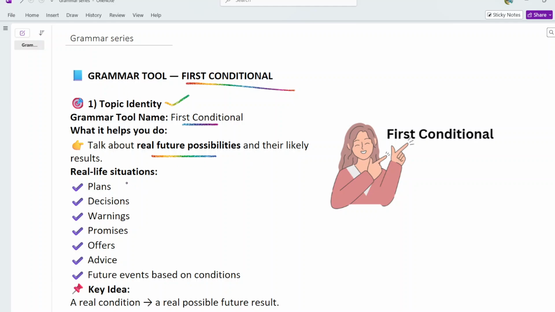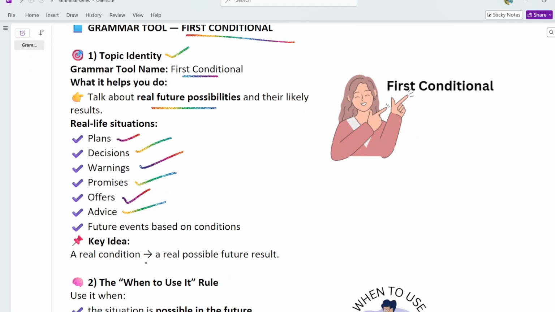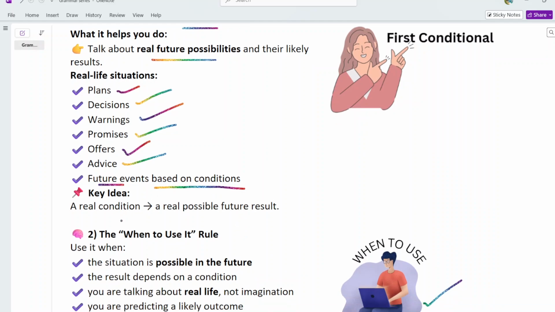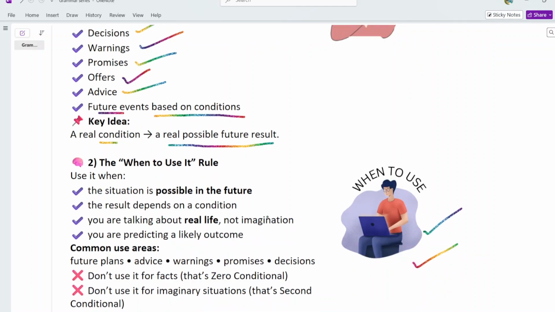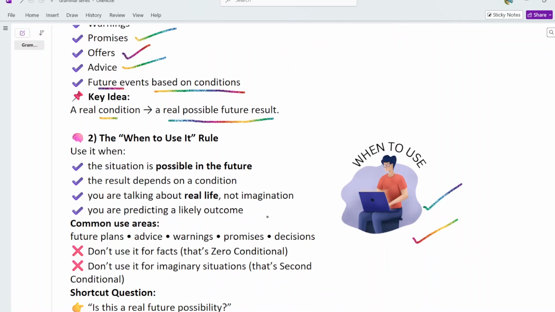So, when it comes to real life situations, you might want to use this particular grammatical tool when you're talking about plans and decisions, warnings, promises, offers, advice, and also when you're talking about future events based on certain conditions. So the whole idea is to connect a real condition to a real possible future result. Easy to understand, right? Now let's look at another topic.